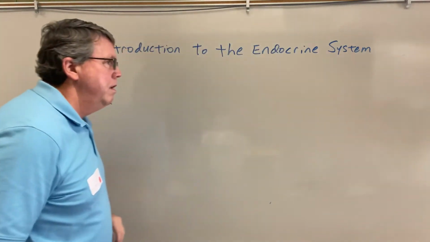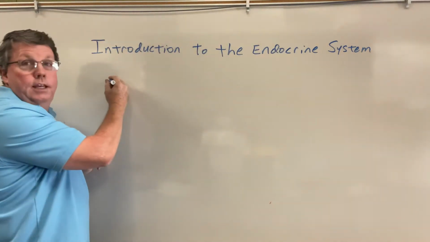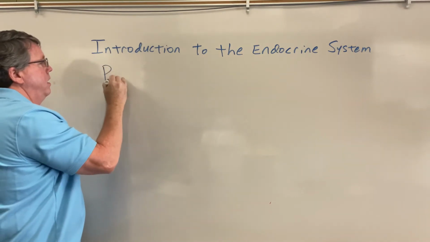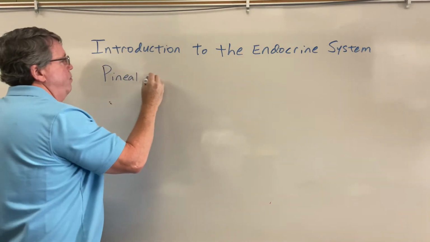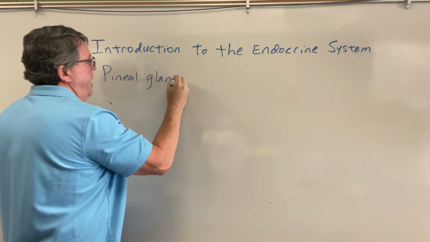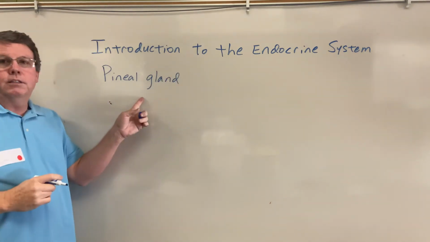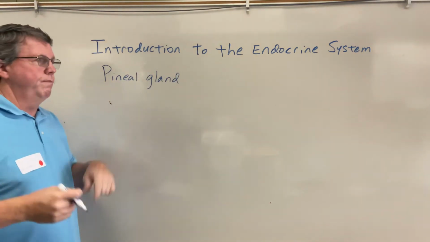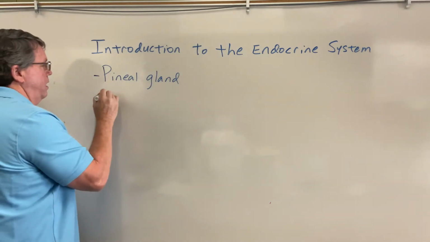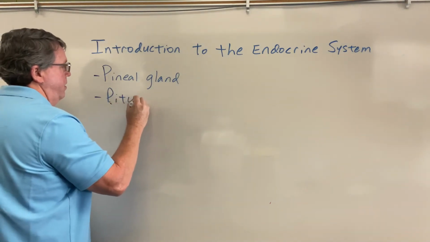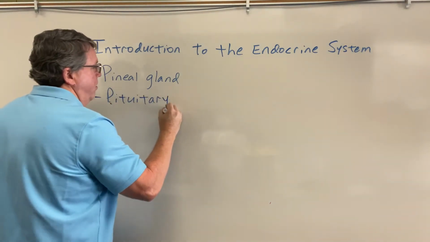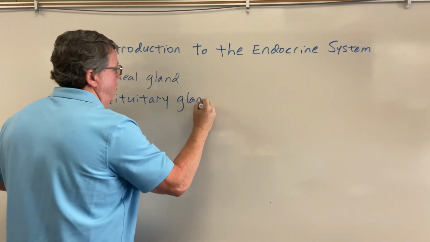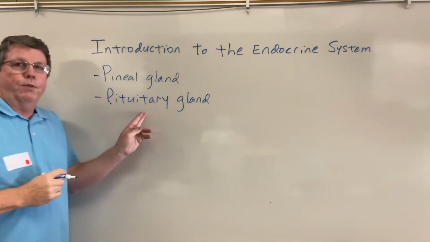Okay, so the first one is the pineal gland. And the pineal gland is actually up in the brain, in the epithalamus. And basically the pineal gland helps you sleep. Okay, the second one is the pituitary gland. The pituitary gland is located just below the hypothalamus.